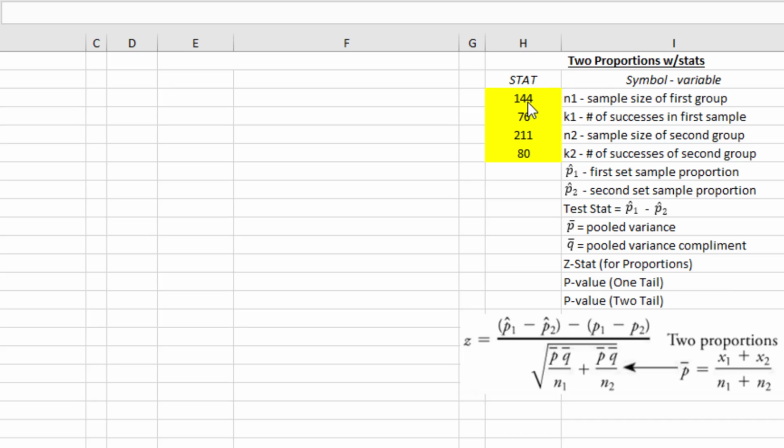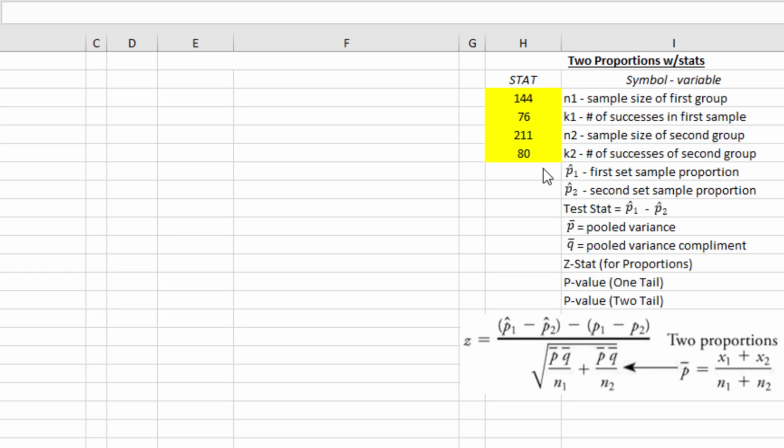With stats just meaning that rather than dealing with an entire set of data where you'd have to count up how many successes you have in each group and then put the numbers here, they just tell you that you had a sample of 144, and in that group you had 76 successes, whatever that success was, like people that said yes on a survey question. And then 211 people said yes on a different question, and you're testing if the two sets are statistically different, and so on and so forth.